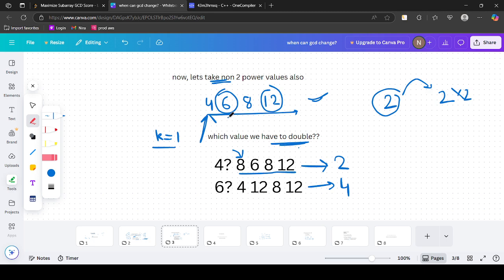And suppose, for example, we try to double this one, it will be 4 12 8 12. The GCD of this is 2 and the GCD of this is 4. So here we can clearly observe that multiplying the least value by 2 is not correct, because in this example we can see it is 2, but the value we can get when we double 6 is 4, which is greater than the above one. So doubling the least value is obviously not always the correct answer. It is only correct in the previous case.